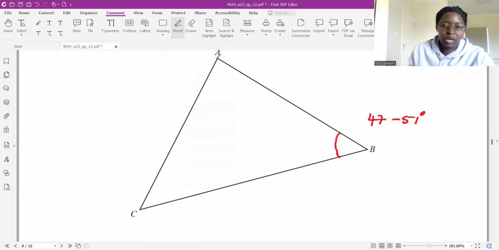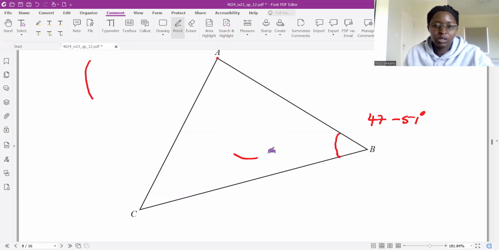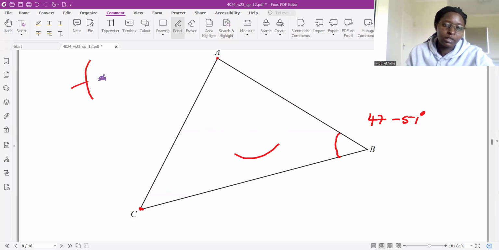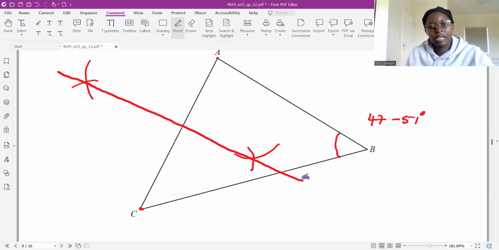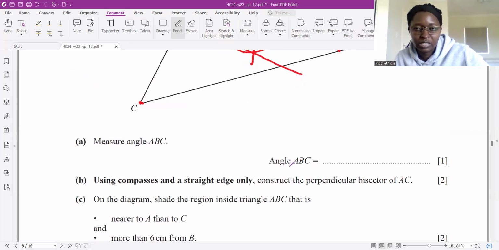So what you do, you come to this point with your compass, and then you draw an arc, this side and also this side. Then you come to C, and you draw another arc, this one and this one. Then you're going to join these two with a straight line like this. That's the bisector of AC.